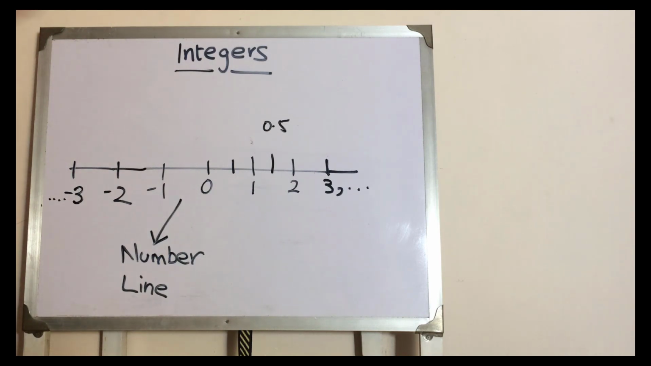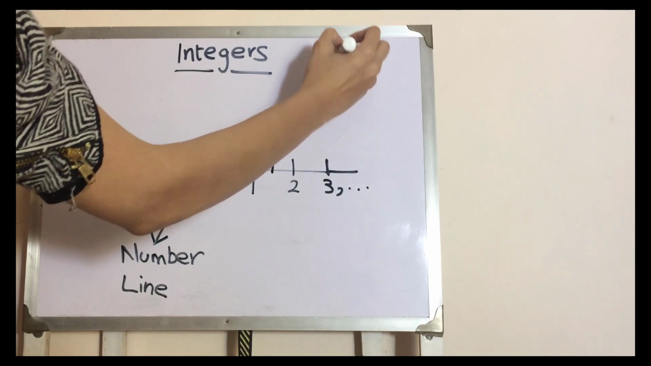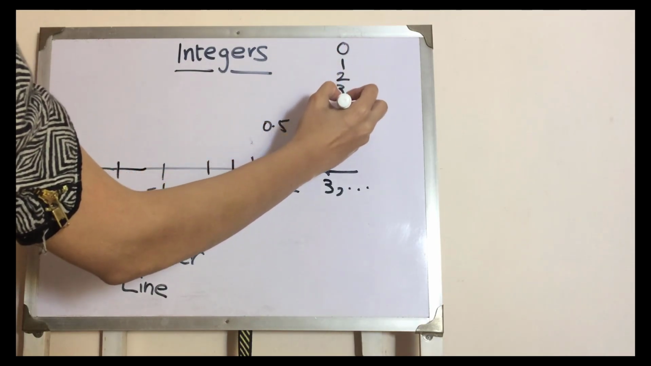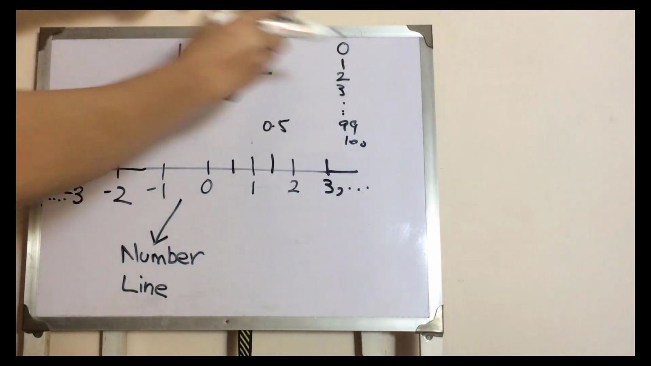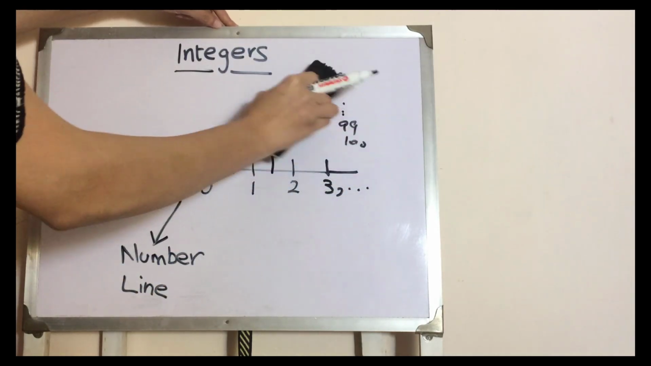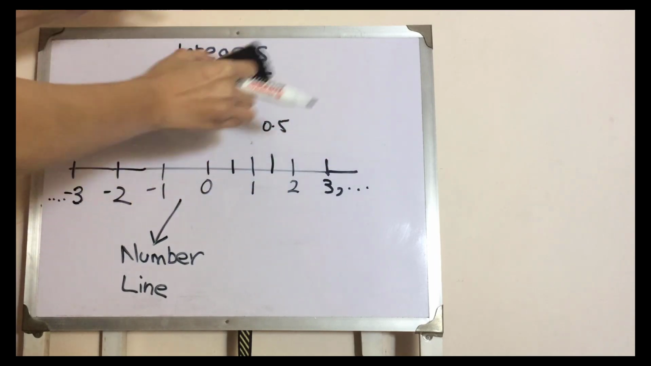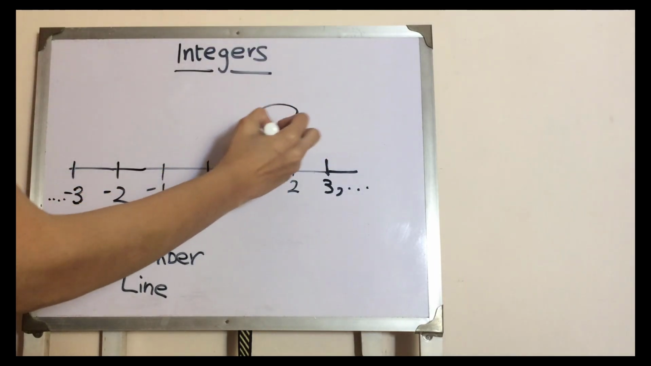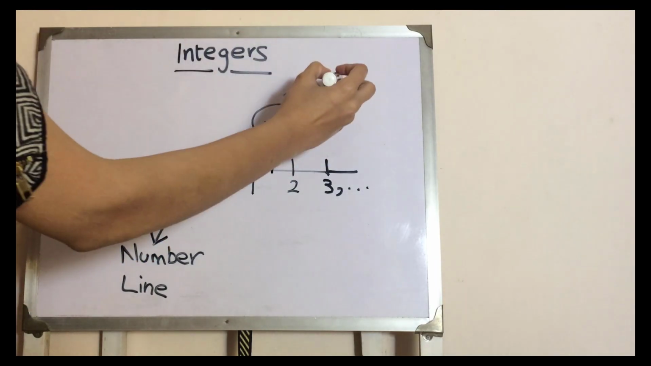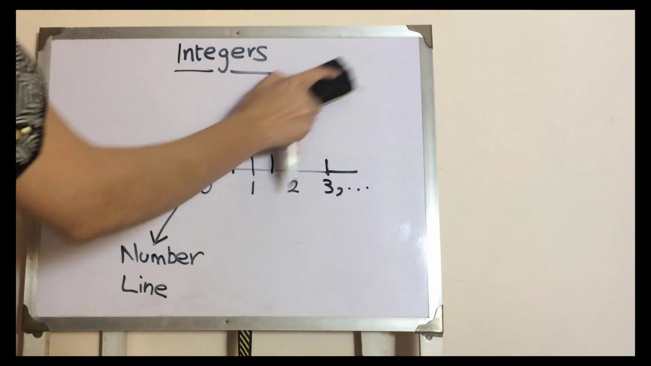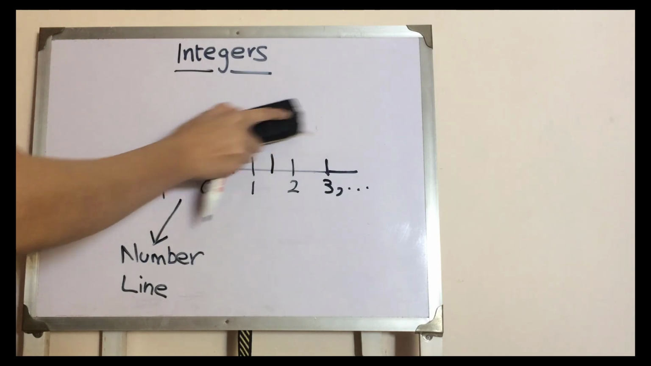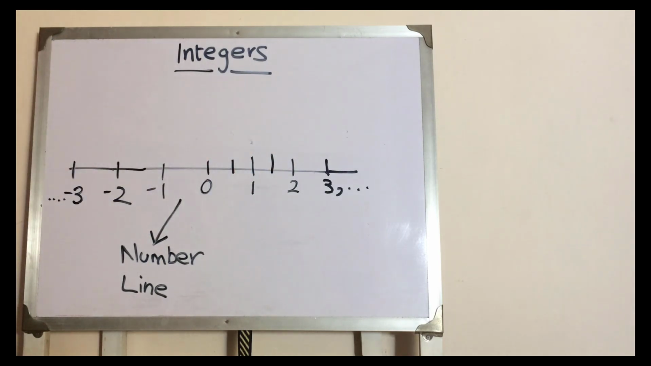Now what are whole numbers? Whole numbers are like 0, 1, 2, 3, and so on, 99, 100, and so on. These are all our whole numbers. 0.5 is not an integer. 3.5 is not an integer. So again, all positive and negative whole numbers including 0 are integers.